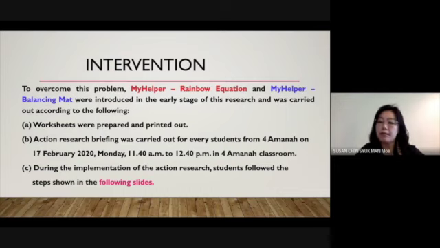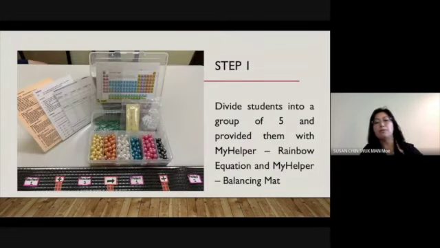We used about 5 minutes to introduce MyHelper Rainbow Equations and MyHelper Balancing Mat and the simple rules and regulations by playing this game. Then after that, the remaining time will be students sitting together in groups and playing the games. So during the implementation of the action research, what students will do is shown in the following slide. First of all, each of the group will get one set of my Rainbow Equation and also one piece of MyHelper Balancing Mat.